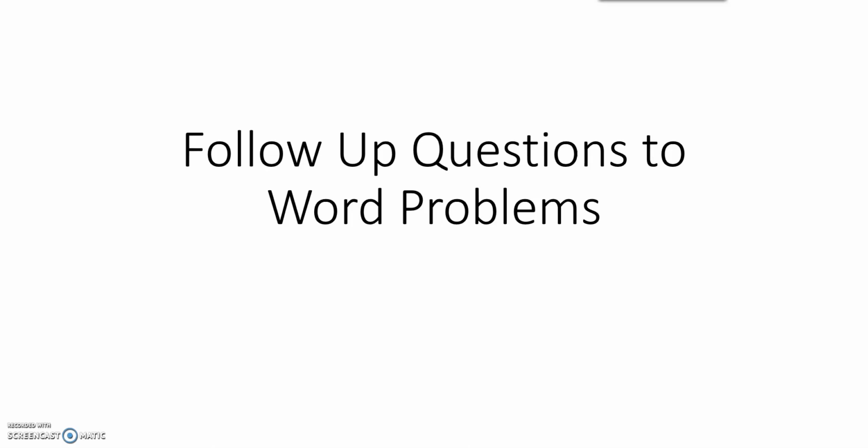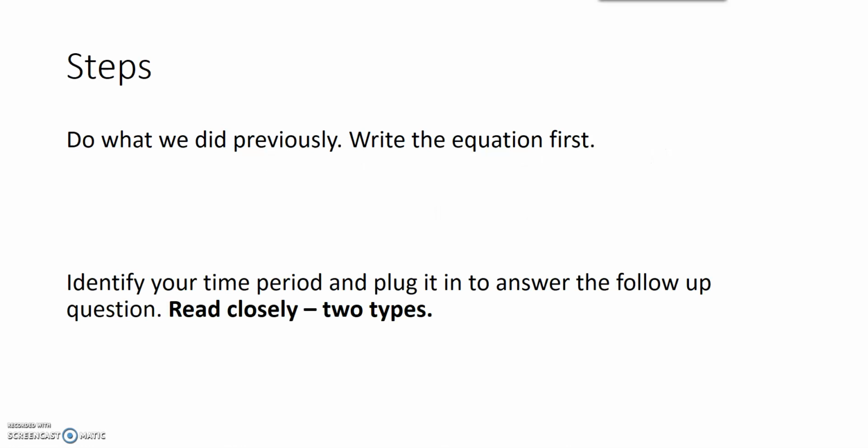The first time we read through it, we decide whether it's growth or decay. The second read-through, we identify our start and what we're doing, our A and our B. And then our third read-through today, we're going to actually answer that follow-up question. We're going to have to figure out the time period. Okay, and that should hopefully make a little bit more sense as we go through our problems today.